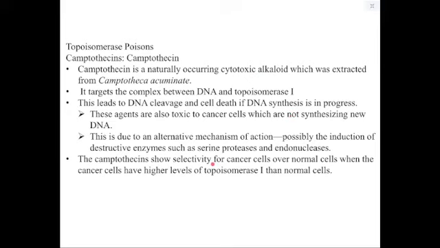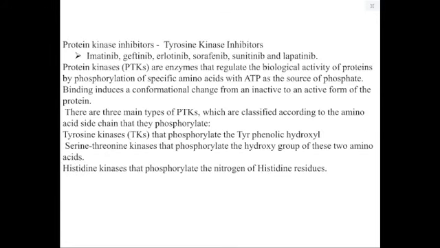There is selectivity for cancer cells over normal cells, when the cancer cells have higher levels of topoisomerase 1 than the normal cells. So again, it is a very, very thin selectivity, because of course both the cancer cells and the normal cells will have topoisomerase 1, but you'd expect that in the cancer cells the enzyme will be in higher concentrations, and therefore these drugs will go more for the cancer cells than the normal cells. But they will still cause some damage and bring problems in the normal cells, because even the normal cells do have the enzymes.